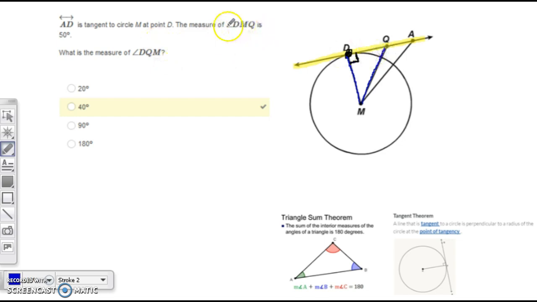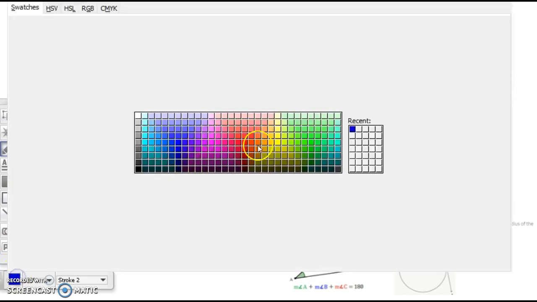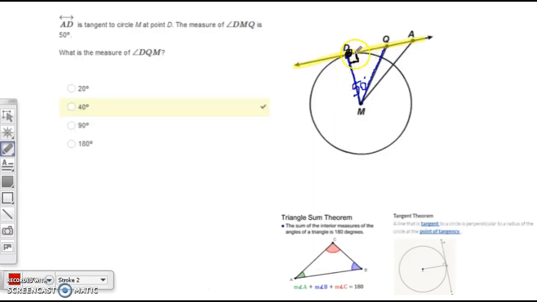Oh, I missed something. Sorry, it says DMQ is 50 degrees. So I know that angle is 50 degrees. And then it says, what is the measure of DQM? So I read that totally wrong. We are looking for this red angle right here. This is what we're trying to figure out.